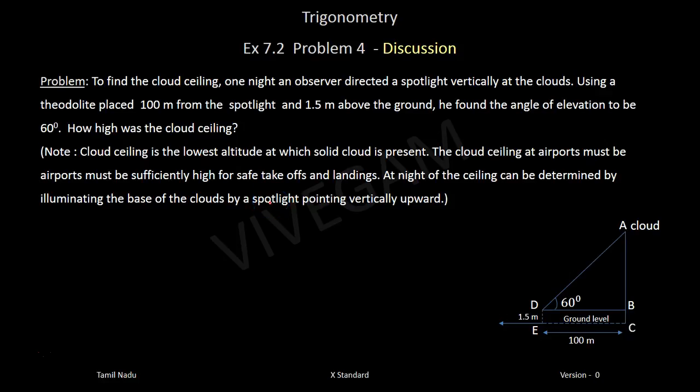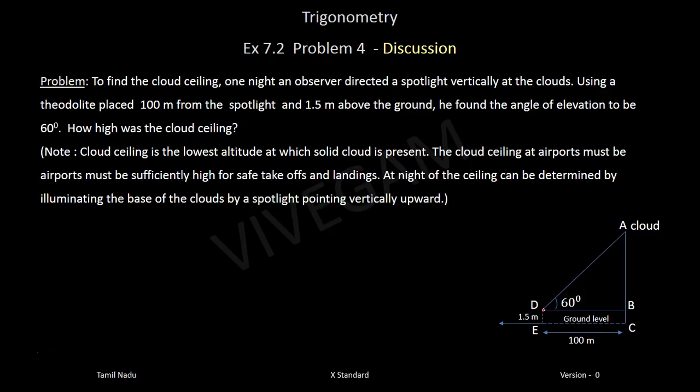Let's make a simple diagram. So this is the cloud, and point C is on the ground. EC is the ground level. Okay, so from C, a spotlight is vertically directed, so it will go and hit the cloud, and this will get illuminated. Now what they are doing is keeping a theodolite here. The theodolite is kept at about 1.5 meters above the ground. Theodolite is basically used to measure angles and so on. It's a civil engineering instrument.